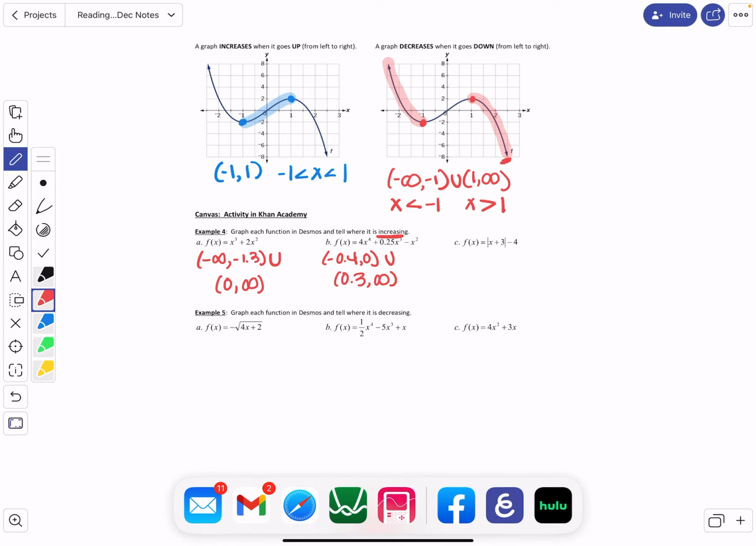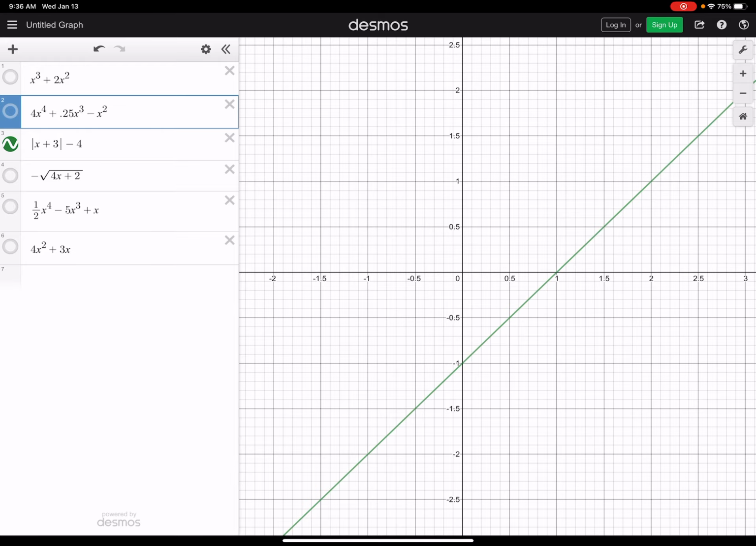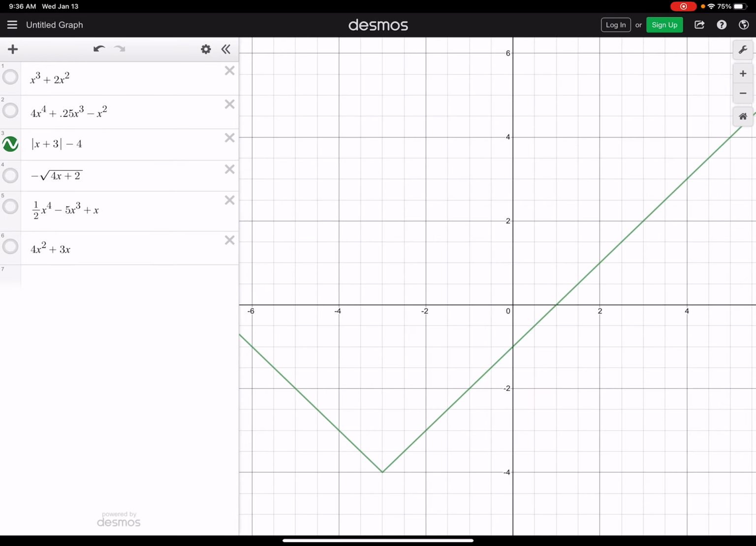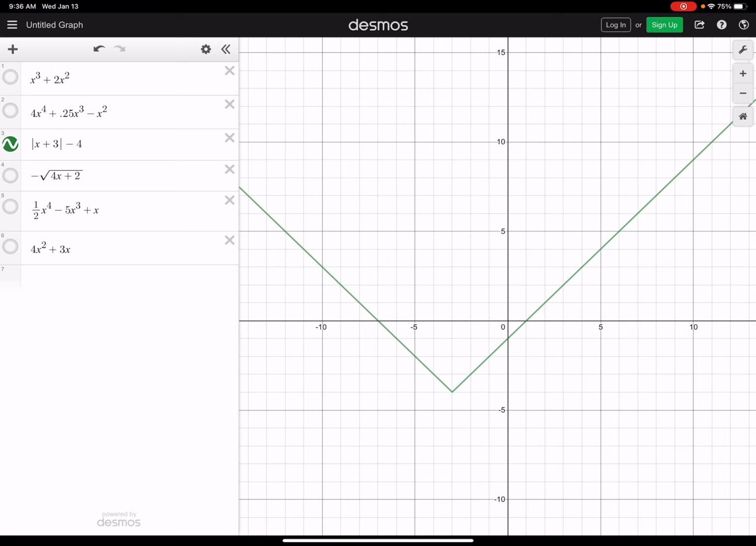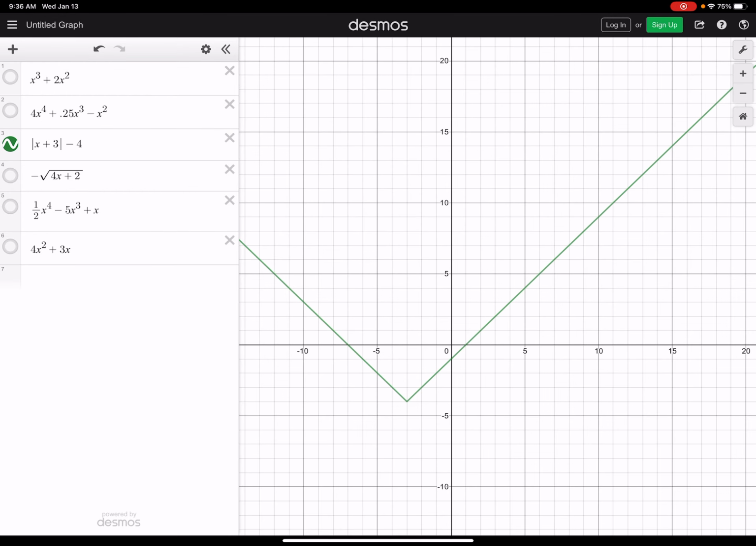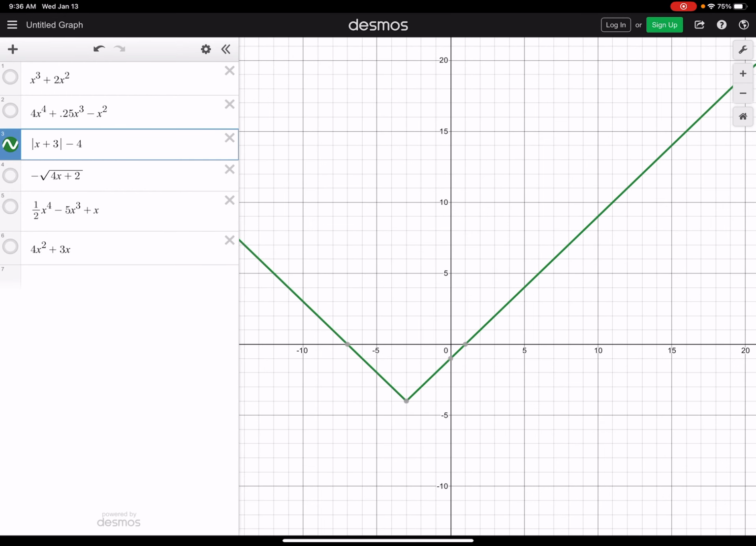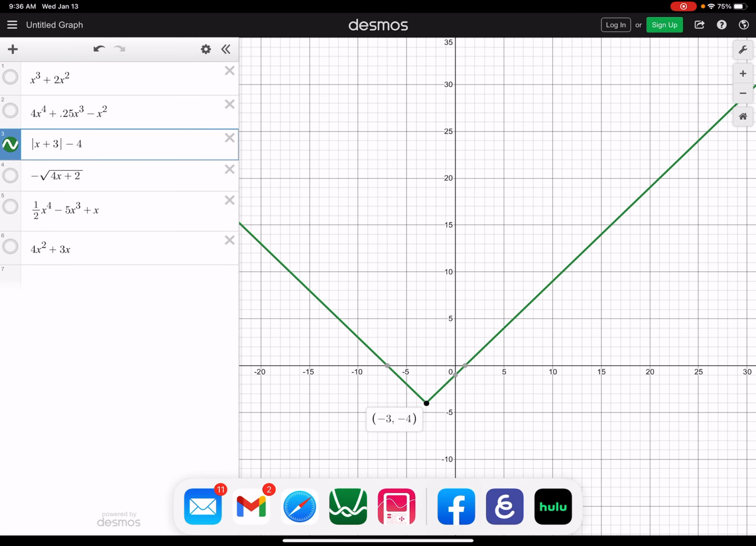All right, so looking at C, if we zoom out, our absolute value graph is increasing from -3 to infinity because it's going up forever. So -3 to infinity. And remember, we're always using our x values.